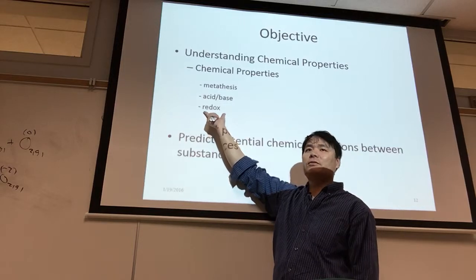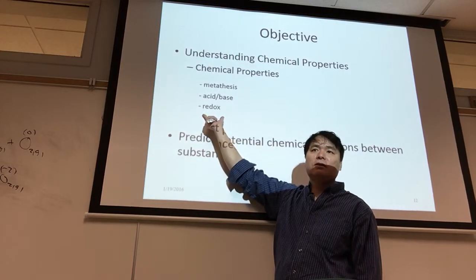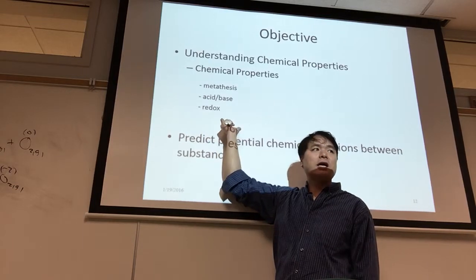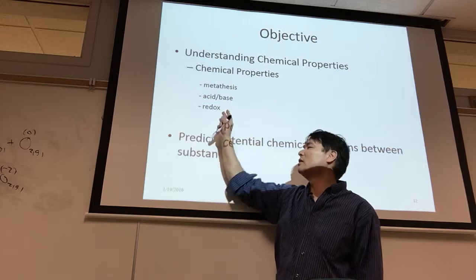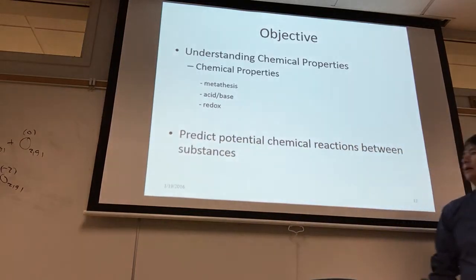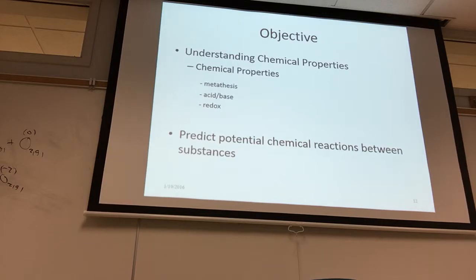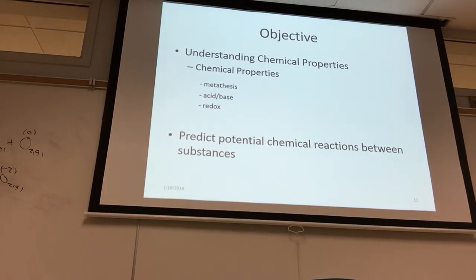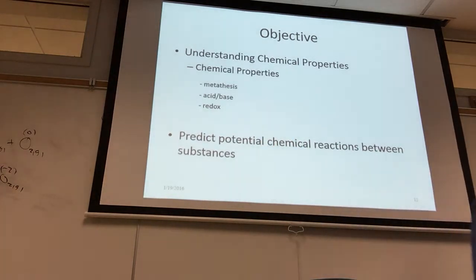But redox is totally different. What do we look for in redox? In redox, we look for stronger oxidizer to weaker oxidizer, stronger reducer to weaker reducer. We're going to go through these in detail, so we'll have to worry about that. And so when we look at chemical reactivity, HCl has metathesis properties, acid-base properties, and redox properties that we look at.